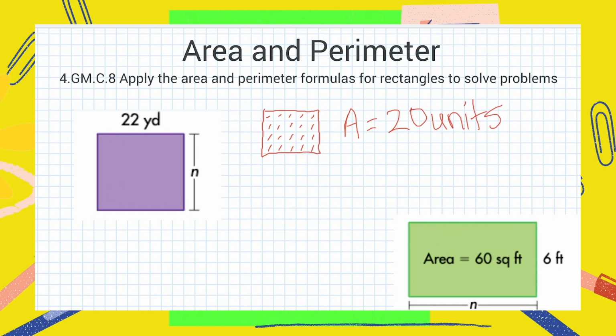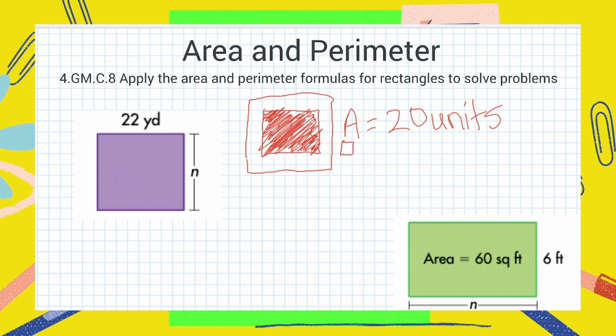It takes 20 of these individual units to cover the figure I drew. Remember, when you're finding perimeter, we're talking about the distance around an object. But when we're finding the area, we are talking about the amount of units it takes to cover this entire object.